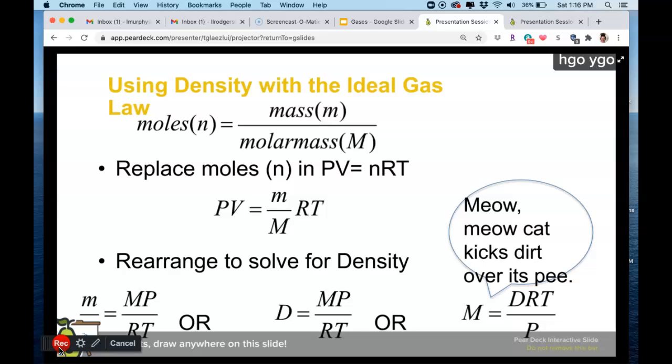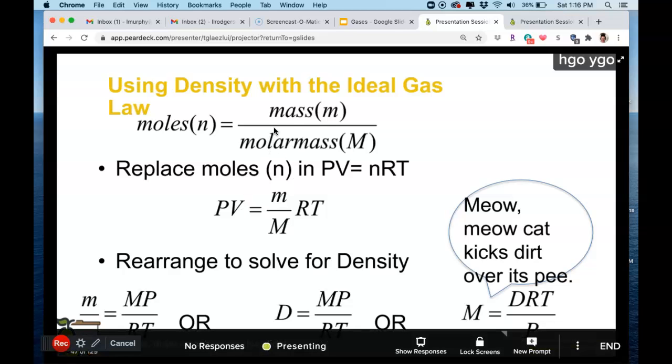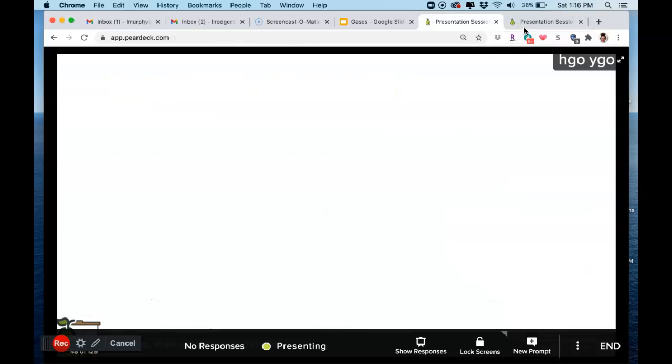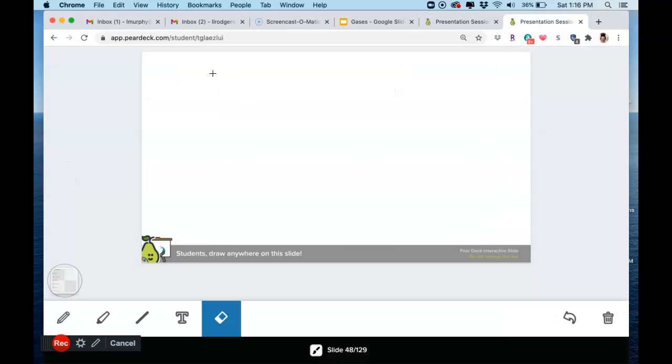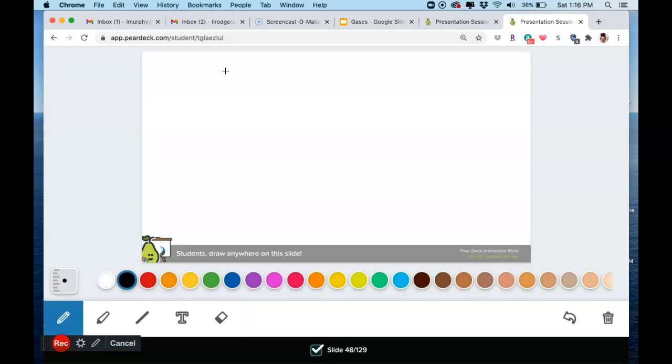All right, so the lecture before this, we ended up manipulating the ideal gas law to write it in terms of mass and molar mass, okay? So what we're going to do for today is we're going to manipulate it again, but we're going to do it in terms of density. So again, we've got PV equals nRT. This is on your equation sheet.